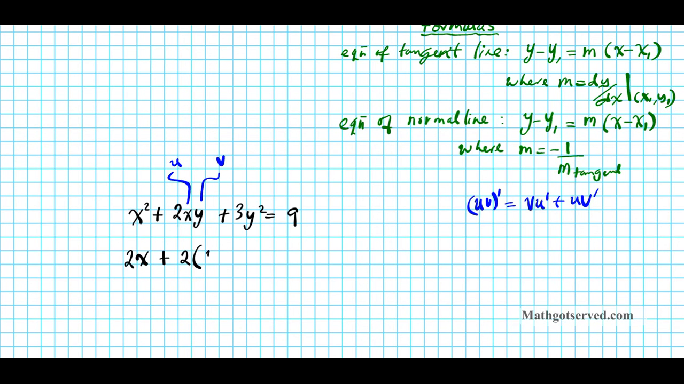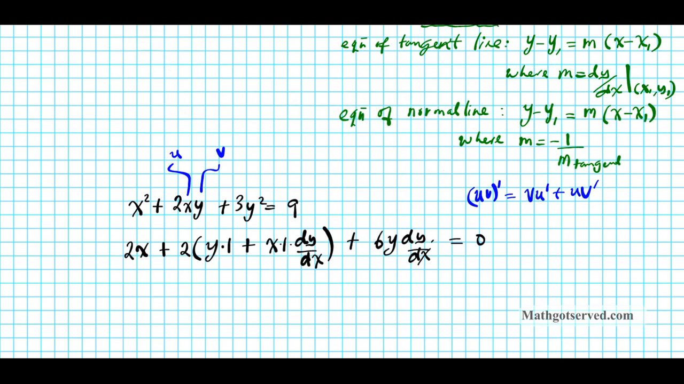V is y, u prime is going to be times 1 dx plus u, which is x, times v prime, which is times derivative of y, which is just 1, and then dy dx. All right, that plus, now let's differentiate the last term. Using the power rule, we have 6y dy dx. Okay, that equals the derivative of 9, which is simply 0.